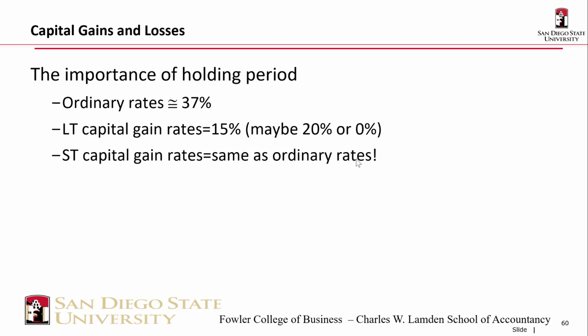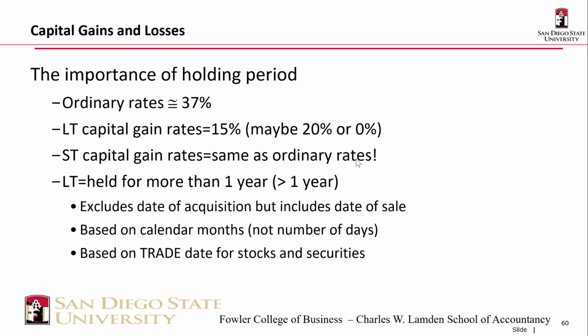So in order to get long-term capital gain treatment, we have to have held that item for more than 12 months, more than 1 year, right? We have to hold it for greater than 1 year. So when we're measuring the dates we've held it, that excludes the date of acquisition, but it does include the date of sale. It's based on calendar months, not on 365 days.